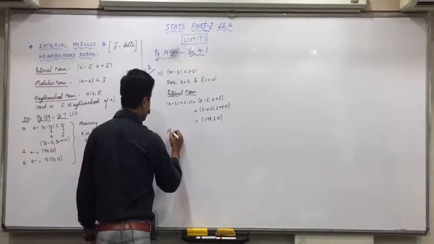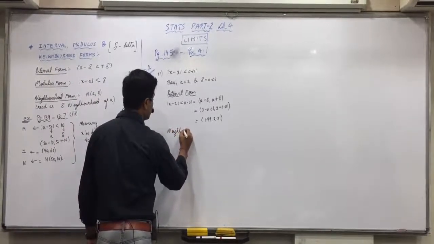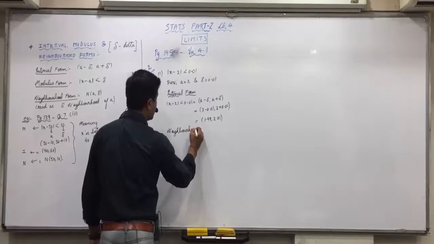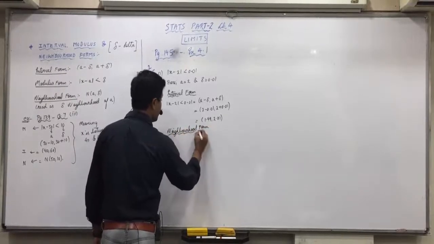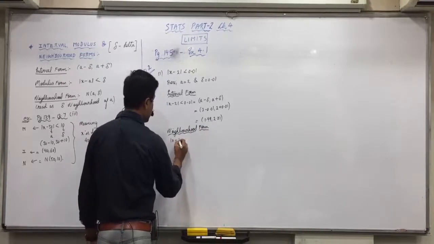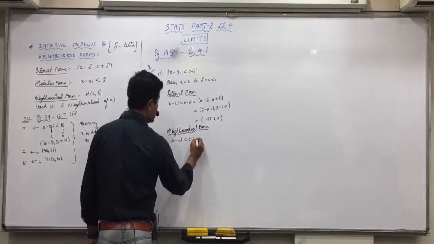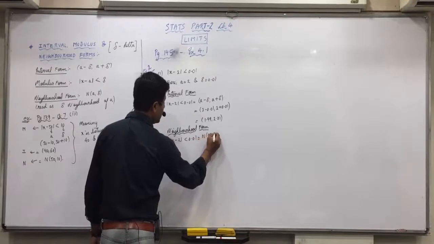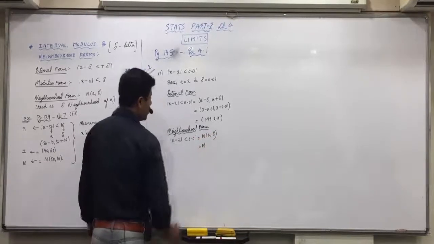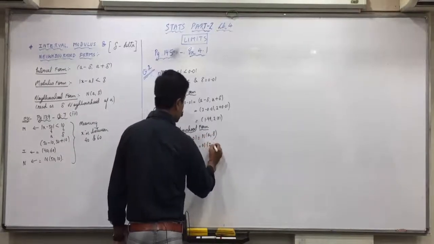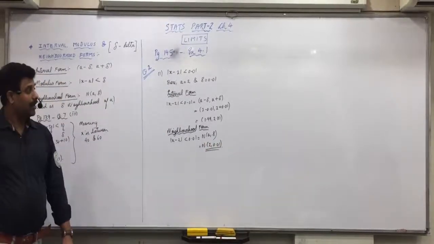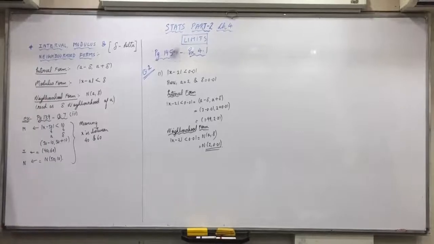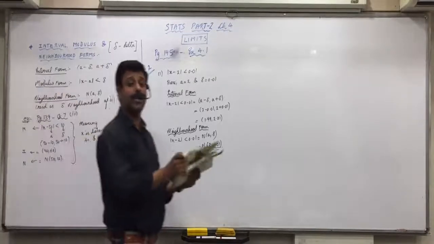And also neighborhood form. So modulus x minus 2 less than 0.01 equals N(a, delta). So N(2, 0.01). Is everyone clear with this? Raise your hand who is not clear with it.